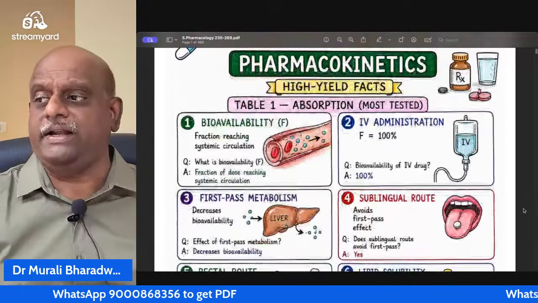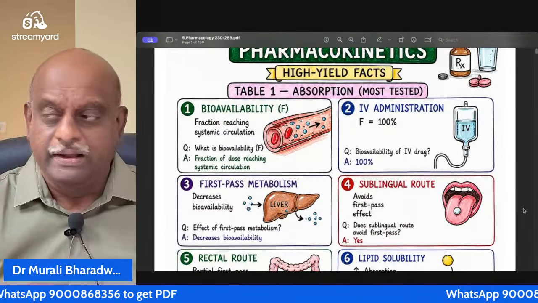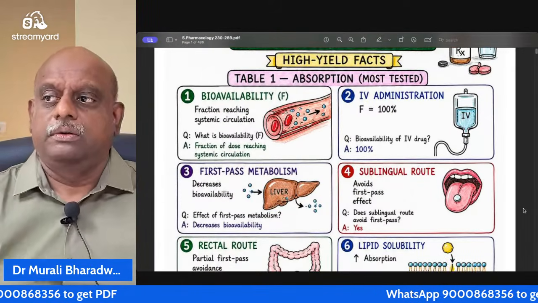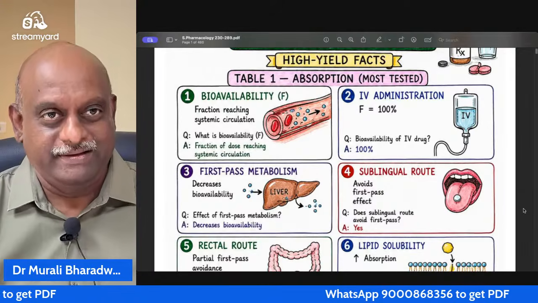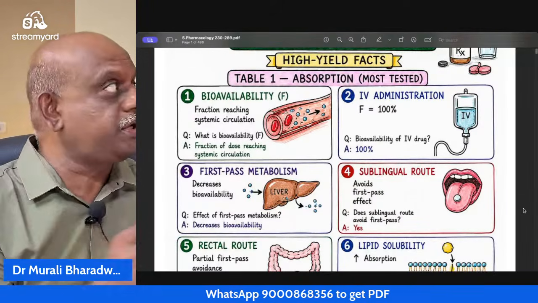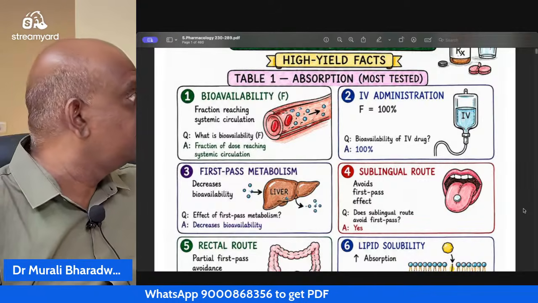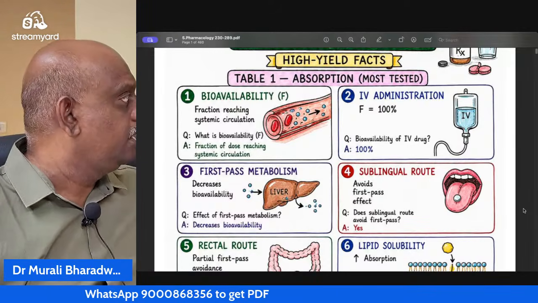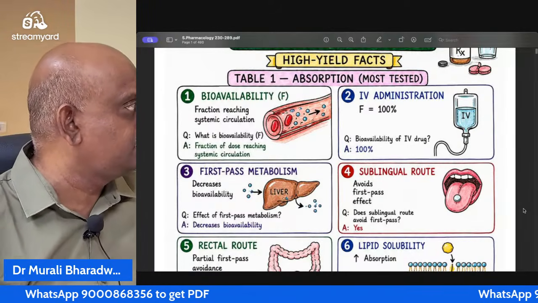Pharmacokinetics is the favorite first topic. Bioavailability is denoted by F. It is the fraction of the dose which is reaching the systemic circulation.